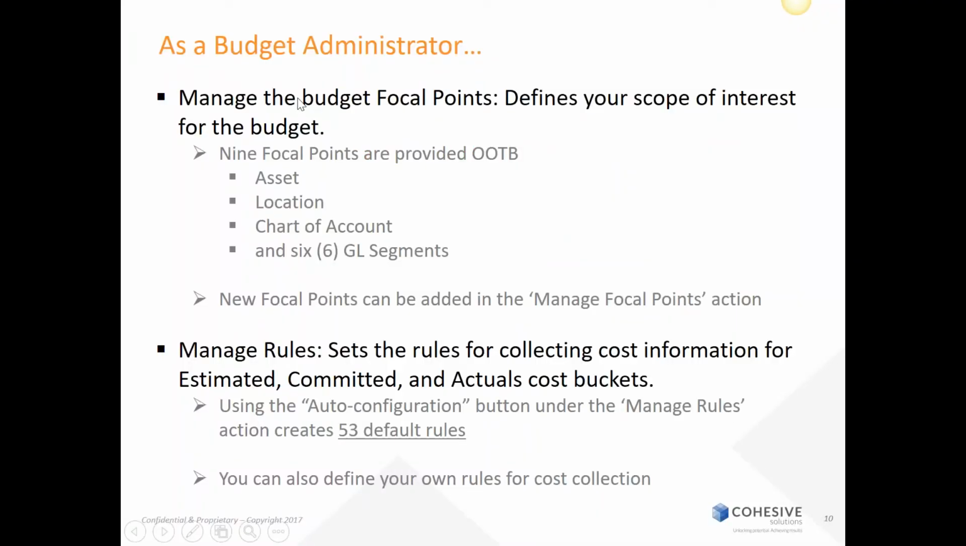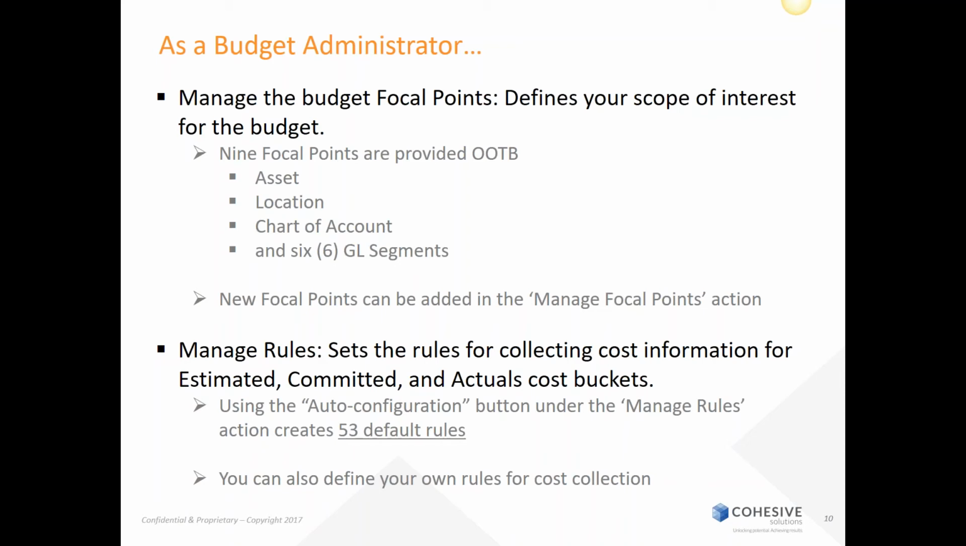So the budget administrator is the one that manages the budget focal points. The ones that come out of the box from IBM are assets, location, chart of account, those 3, and then 6 GL segments. You can, as I said earlier, create your own focal points using this manage focal points action that's in the budget monitoring application. I went in and it was fairly easy to do. I created one for work orders.